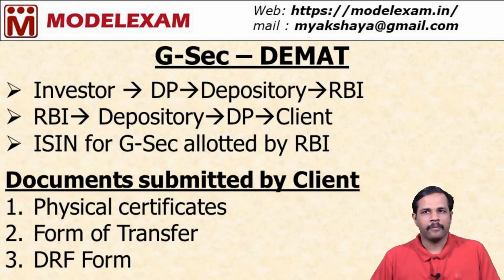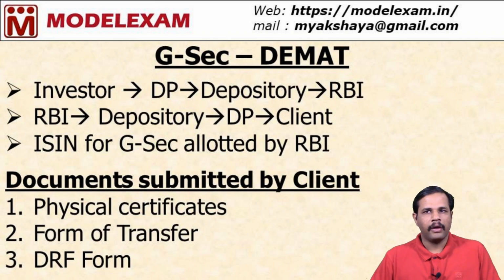And see the process: the investor will submit the documents to the DP, or depository participant. The depository participant in turn will submit the documents to the depository, that is NSDL or CDSL, and the depository in turn will forward the documents to RBI. RBI will revert back to the depository saying whether they have accepted or rejected, along with the reasons.